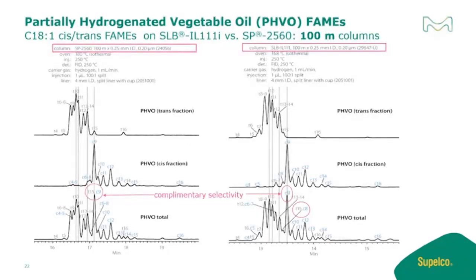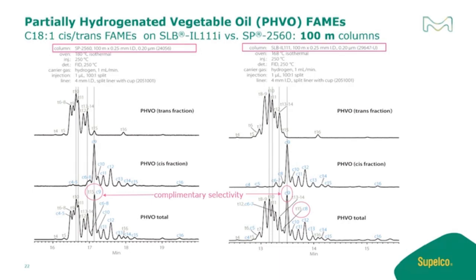Here's some examples. We originally developed what we call the SP2560 column back in 1984 with Dave Firestone of the FDA, and it's been the column of choice for the analysis of fatty acid methyl esters, partially hydrogenated vegetable oils, and cis-trans positional geometric FAME isomers. So this is quite an interesting chromatogram where we're comparing the SP2560 with the SLBIL111. And this is a composite chromatogram. We actually have a few things going on.